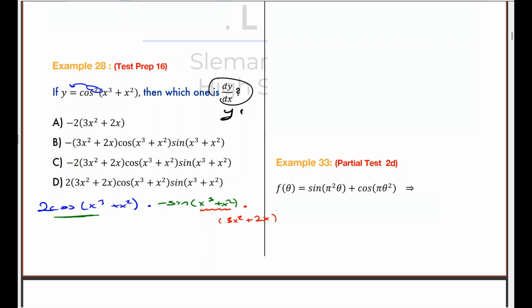Let's simplify this a bit. So let's put negative in front. The number also in front. They're just 2. And this factor also should be put in front. Multiplied by cosine times sine.